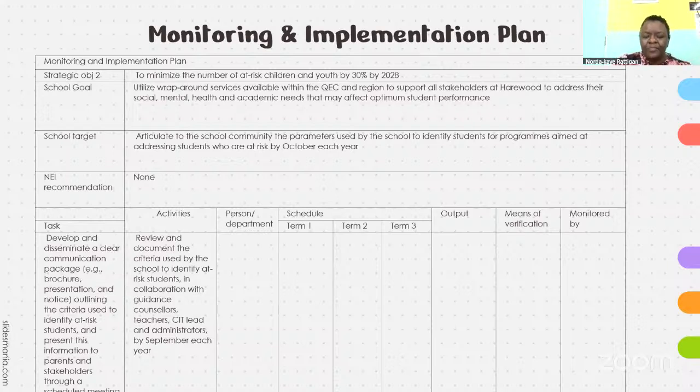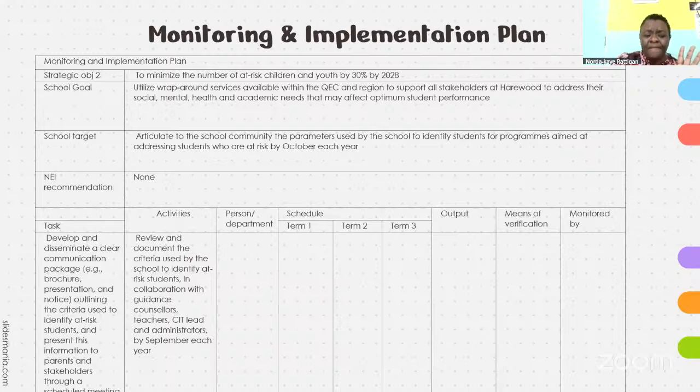So this is a school target. If you never have it, we're saying to you, create a school target now. Because this is what good leaders do. You must have something in your school that creates a standard that you're working with for the next 3 years. So at this school, we are saying that we're going to articulate to the school community the parameters used by the school to identify students, and programs aimed at addressing students who are at risk, by October of each year. That's my school goal. Currently, the NEI doesn't have any recommendation that matches with this objective I'm looking at.